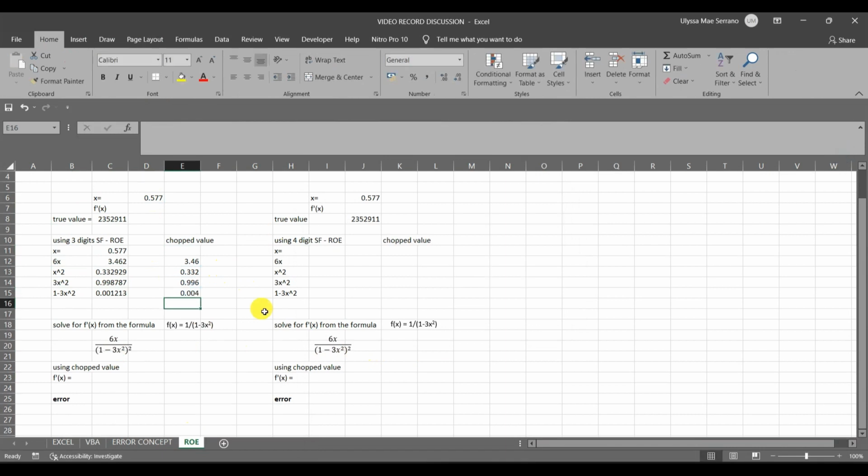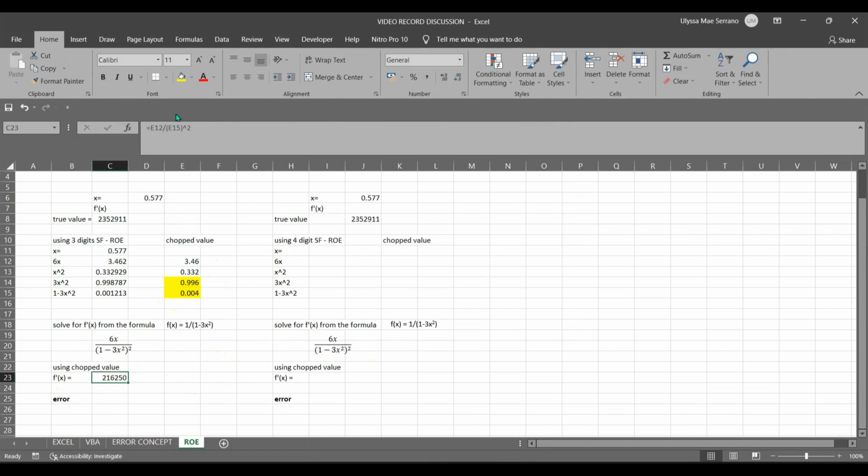So, dito class, gamit yung ating chop value, ano na ang magiging value ng ating derivative of the function of x? That would be 6x divided by 1 minus 3x squared, squared. So, meron tayong makukuhang value of 216,250.